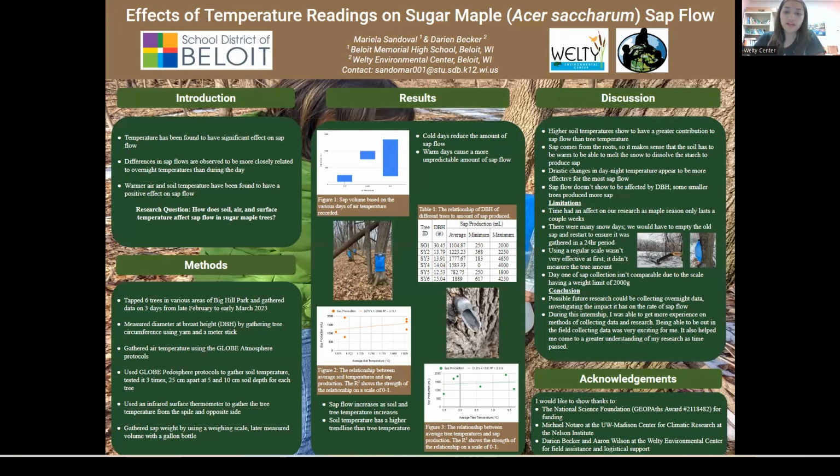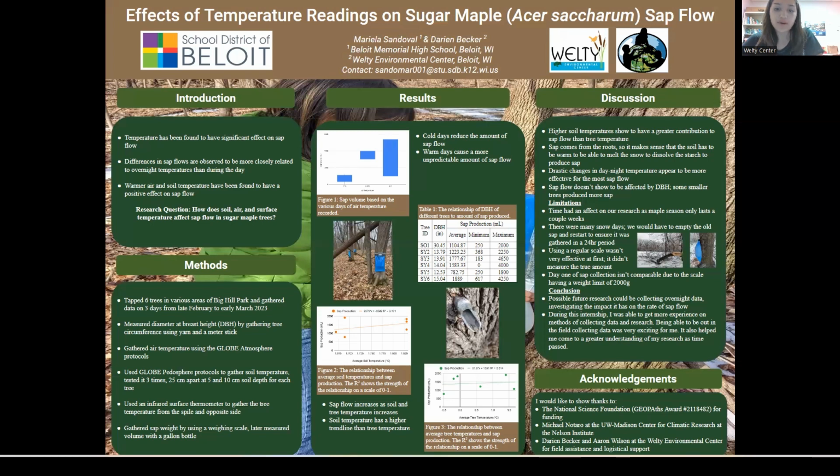During our research, we had many limitations, and time was a big limitation for us due to the maple season only lasting a few weeks. There were also many snow days which prevented us from collecting data, and we would have to replace old bags and start from scratch to ensure that it was gathered in a 24-hour period. Also, using a regular weighing scale wasn't as effective because there was a weight limit of 2,000 grams, and weighing a liquid bag on a flat surface was not ideal.